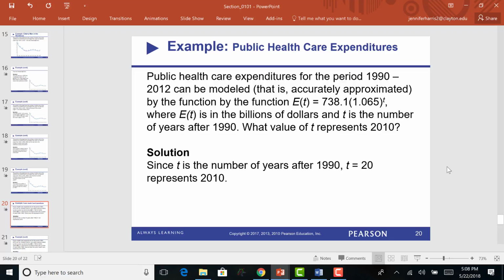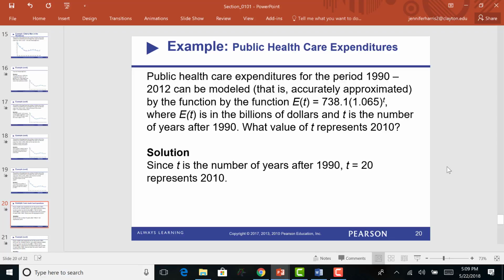Read all of that part. T is what? The number of years after 1990. So you have to decide how many years that is, because that's what T is going to be. It's not going to be 1990. It'll be how many years after 1990 that will be your T value. Now, E of T is the billions of dollars that we spent. Let's look at the actual question.